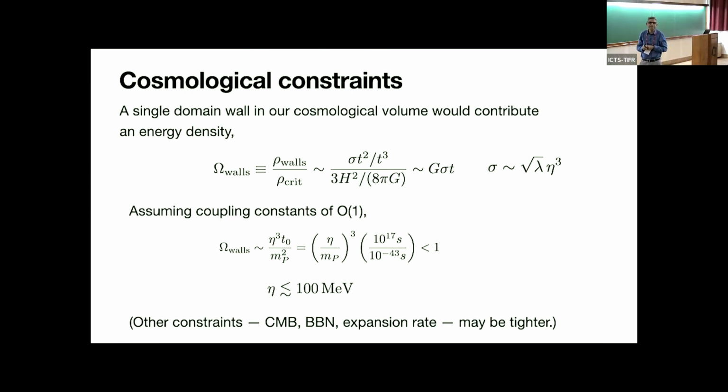But 100 MeV is like the QCD scale. And we think we know field theory, the particle physics, quite well at 100 MeV. And so this seems to be ruled out. So you can't have walls in the present universe. There might be other constraints from CMB, BBN, etc., and they may be even tighter.